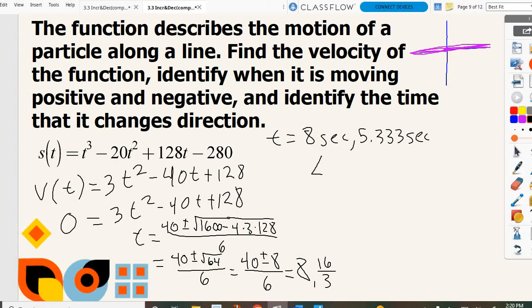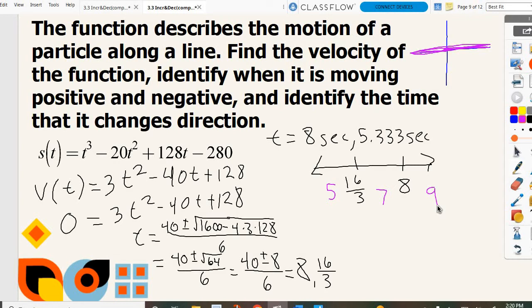So I'm still gonna set up my number line the same way. What do I want to pick that is to the left of 5.333? Five. In between? 7. And after? 9. So, if I plug in 5 into my derivative, what type of number am I going to get?